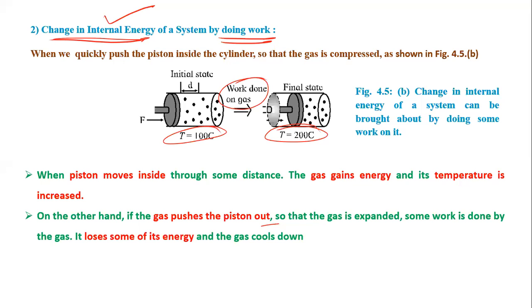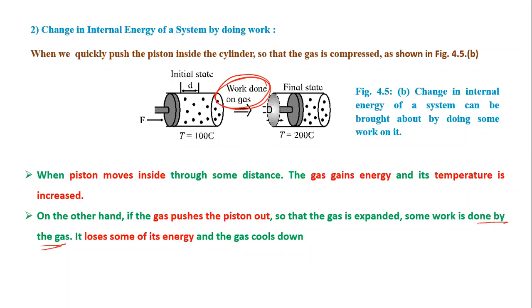On the other hand, if the gas pushes the piston out, so reverse to this. Here we pushed the piston in. Now here, if the gas pushes the piston out so that the gas expands, again some work is done. Now here the work is done by the gas. In the first case, work is done on the gas. Opposite to that, work is done by the gas. It loses some energy and the gas cools down.